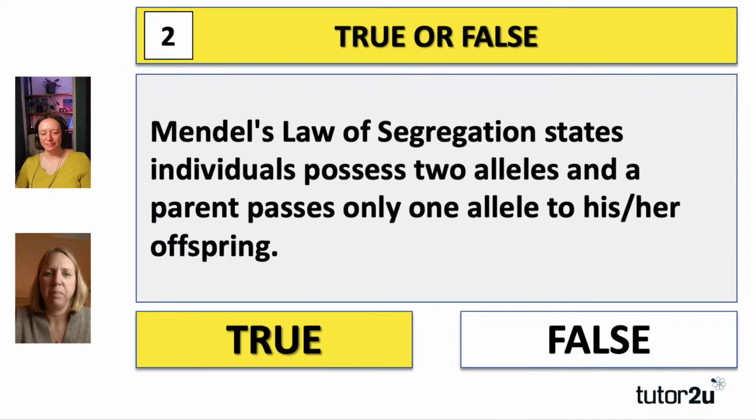Okay, the second one. Mendel's law of segregation states individuals possess 2 alleles and a parent passes only 1 allele to his or her offspring. Is this true or is this false? So read it through again. Is it true or false? Just pop T or F in the chat. See what you think.